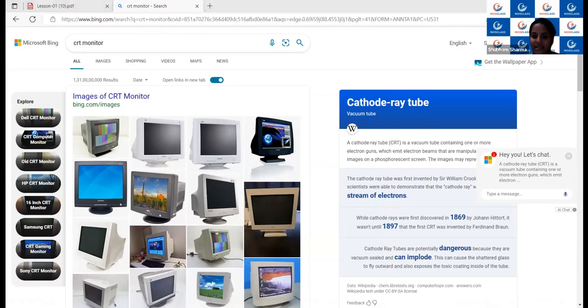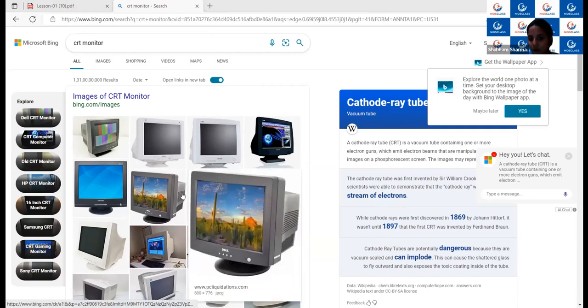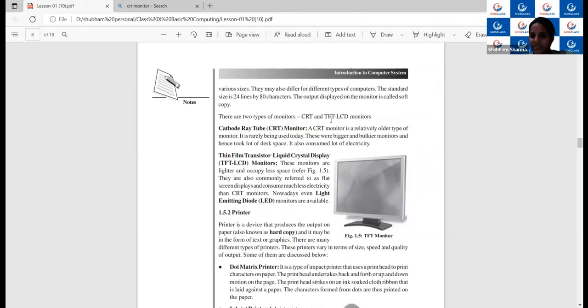So CRT stands for cathode ray tube. It generally has a cathode tube at the back of it, so that is why it is big and bulky. So CRT monitor is a relatively older type of monitor, rarely used today. Bigger and bulkier monitors took a lot of desk space and consumed a lot of electricity. So I'm making the notes of this also.